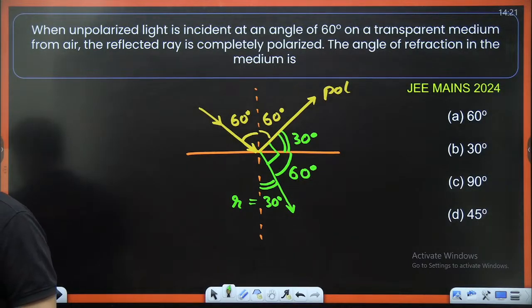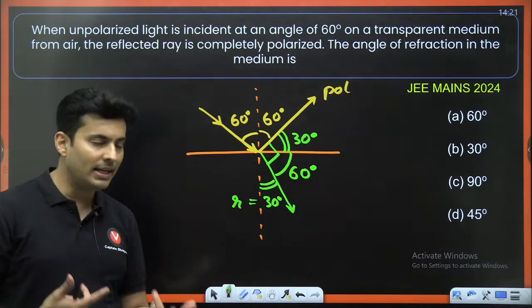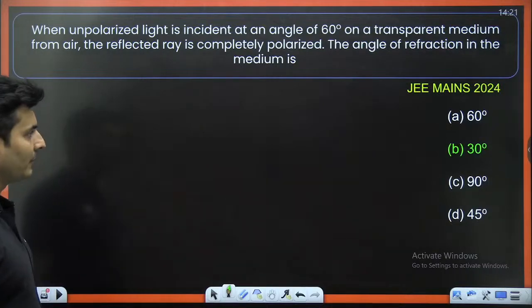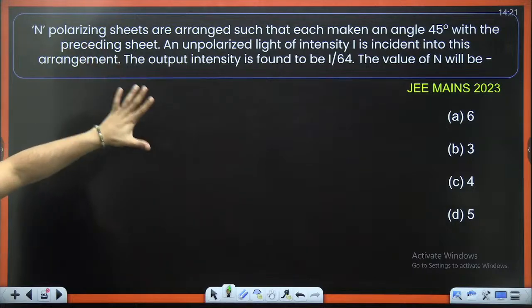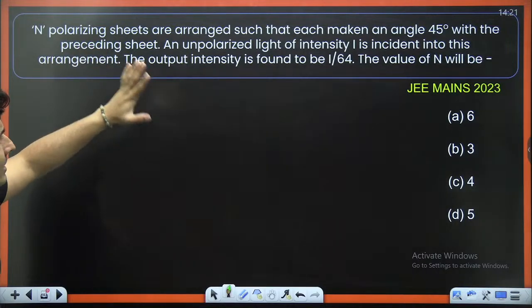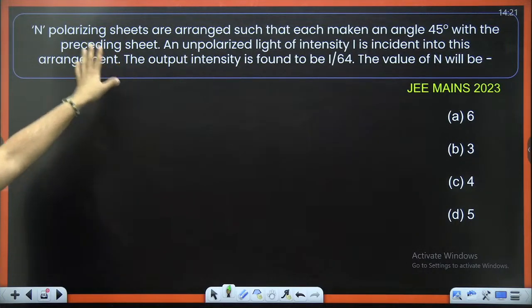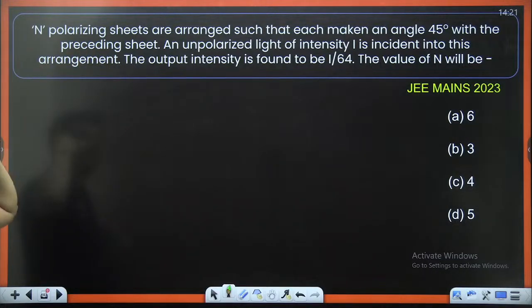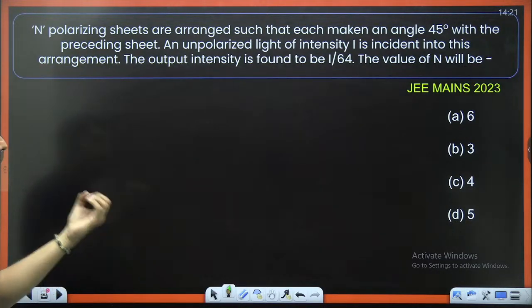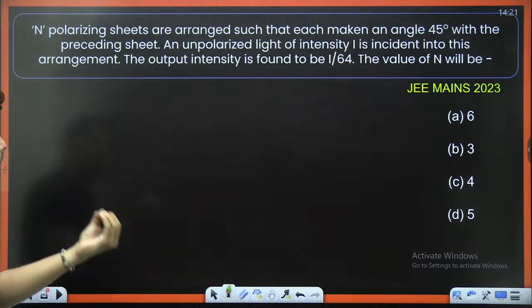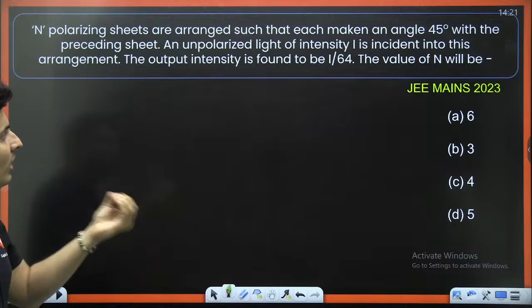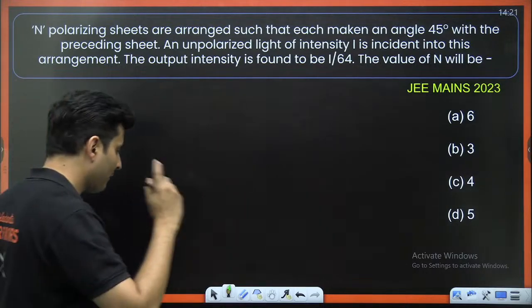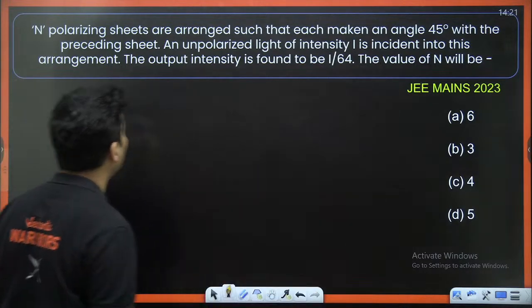Cool guys, shall we proceed ahead to the next one coming up on your screen? What does it say? N polarizing sheets are arranged such that each makes an angle of 45 degrees with the previous one. If you take unpolarized light and pass it through this arrangement, the output intensity is I by 64. What is the value of N? Very good question. Let's try to think about it.